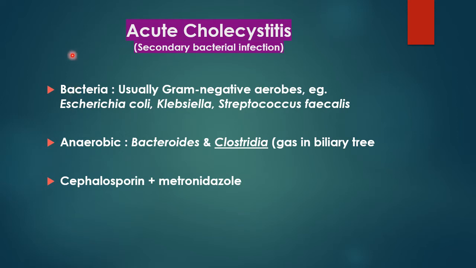Okay, it is important to know what bacteria secondarily infects the infected or obstructed gallbladder. The bacteria are usually gram-negative aerobes, especially E. coli, Klebsiella, Streptococcus faecalis. There's also, in severe cases, anaerobic bacteria. This includes Bacteroides, Clostridia, which at times causes aerobilia, gas in the biliary tree. And it's very important to understand the causative organism so that you can cover the patient effectively with broad spectrum or relevant antibiotics. The most commonly used antibiotics will be cephalosporin with metronidazole.